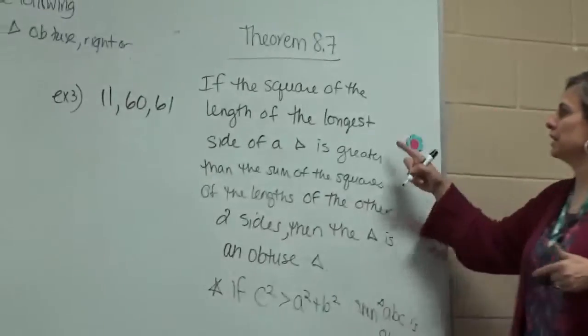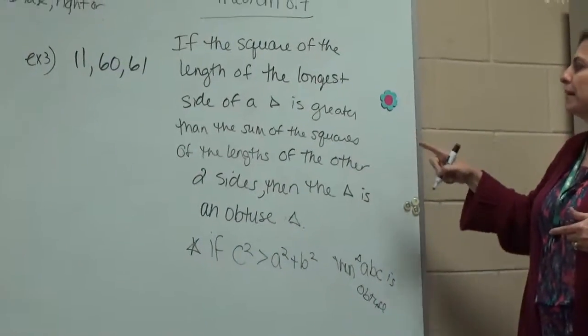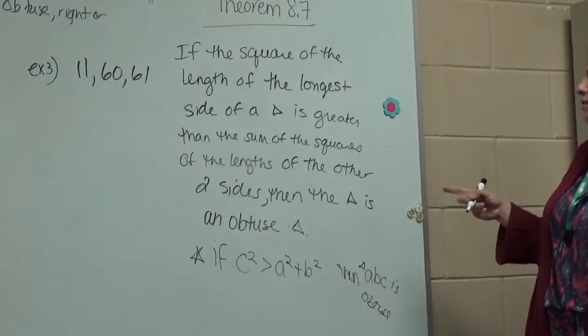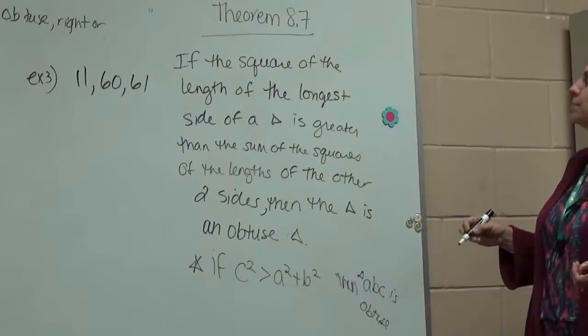Over here, the other example: if the square of the length of the longest side of a triangle is greater than the sum of the squares of the lengths of the other two sides, then the triangle is obtuse.